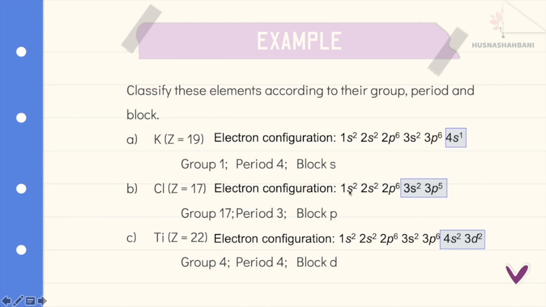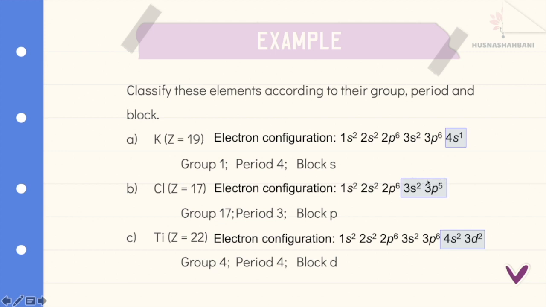For chlorine, the electronic configuration goes till 3s2, 3p5. If we want to look at the valence electrons, they fill the highest n. Our highest n is 3. So 3s2, 3p5 are the valence electrons, the total electrons in the highest n. So 5 plus 2, 7 valence electrons.